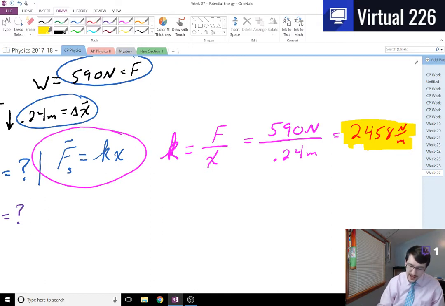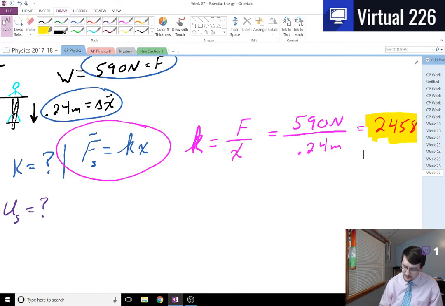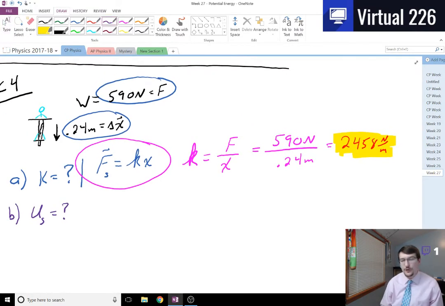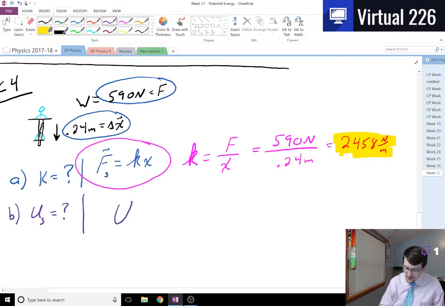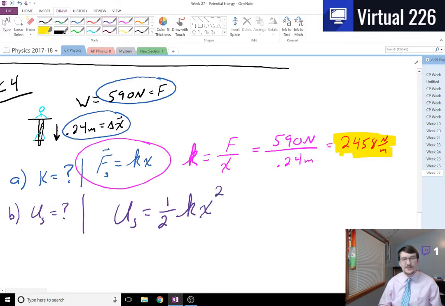So whenever we go down to part B here, in order to solve for our elastic potential energy, or our spring potential here, we know this is going to be 1/2 kx squared. And in the second part of the problem, we'd like to know the elastic potential energy when the spring is only compressed 0.12 meters. How does that change up our spring potential energies?